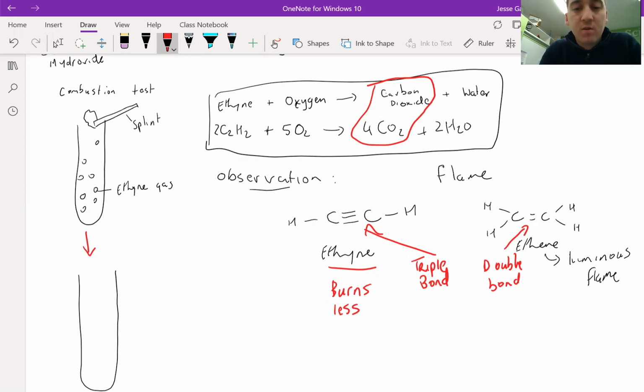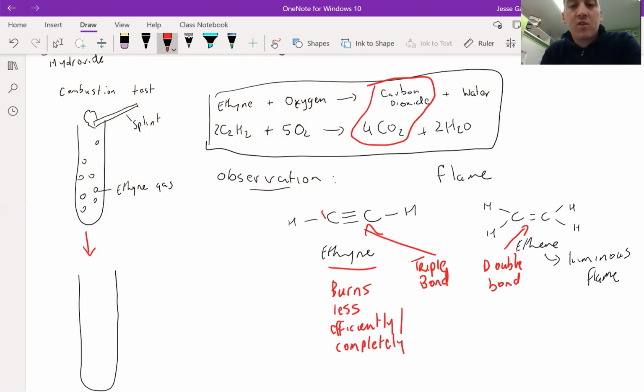This is because of the triple bond instead of the double bond. It burns less efficiently or less completely, which means that more of the carbon is left over. And carbon is this unburned carbon, which looks like a black substance. It's actually the same substance that you get when you burn your toast. If you leave your toast in for too long and it goes all black on the front, that's because the carbon in the bread is unburned. It doesn't burn properly, and it's unburned carbon that gives you this black color, okay?